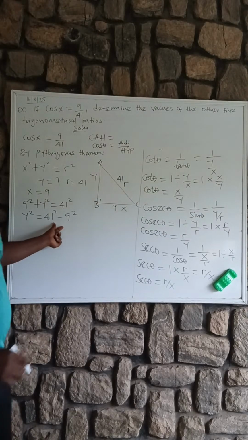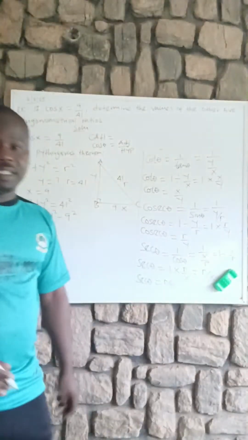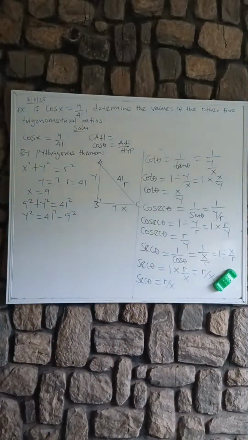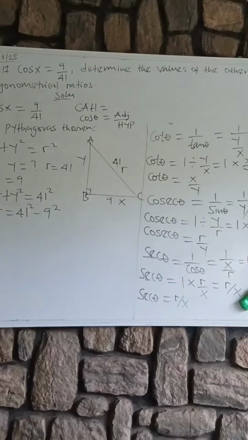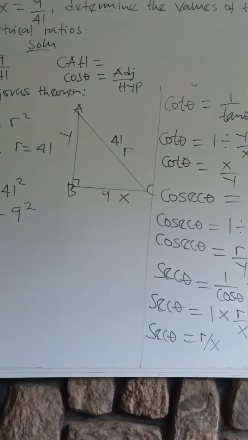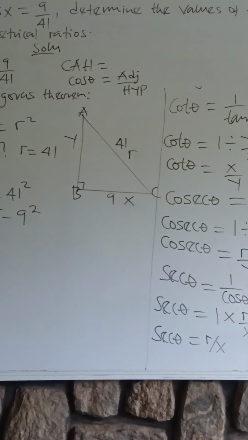Somebody should work this one out very fast, please. I'm waiting. I'll give you 1 mark. Very fast, just 1 minute. Under 1 minute, I'll give you 1 mark. The first 2 students, I'm going to give you 1 mark.